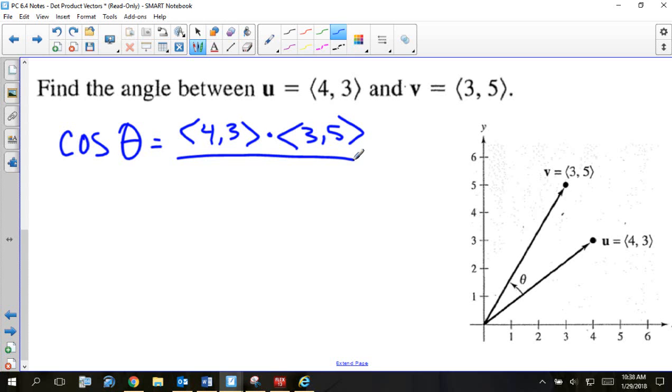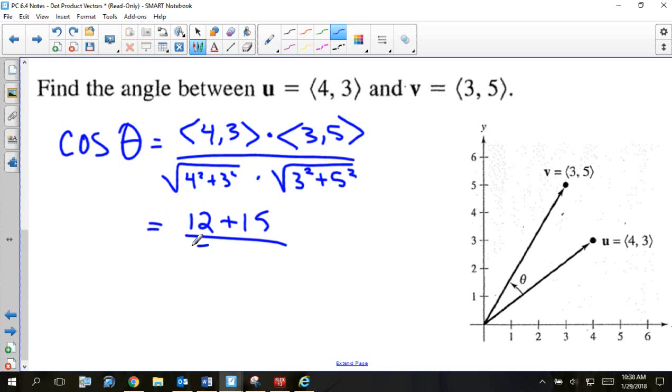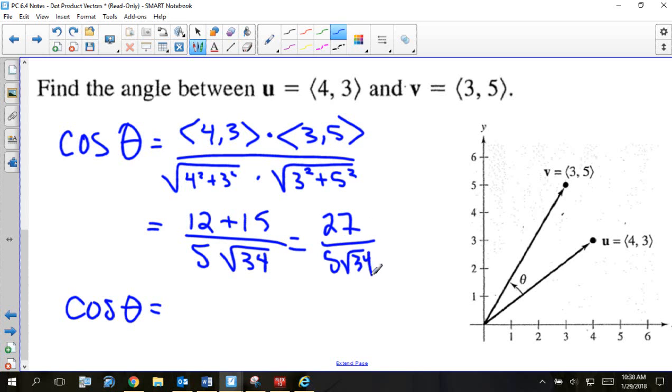And that's going to be over the magnitude of u, which is going to be my Pythagorean theorem, multiplied by the magnitude of v. Pythagorean theorem. So on top, I'll do my dot product. I'll get 12 plus 15. On the bottom, I'm going to simplify those. I'm going to get 5 and radical 34. Simplified a little bit further, we'll get 27 over 5 radical 34.